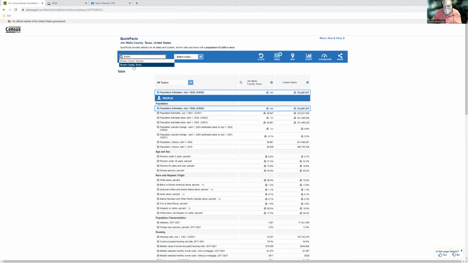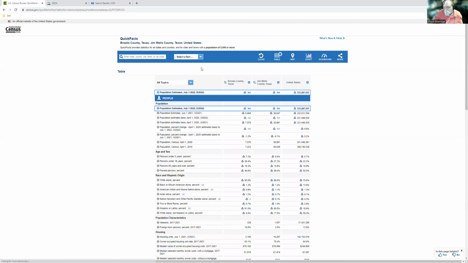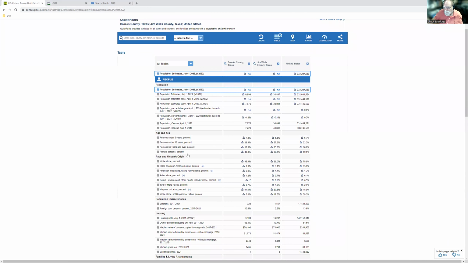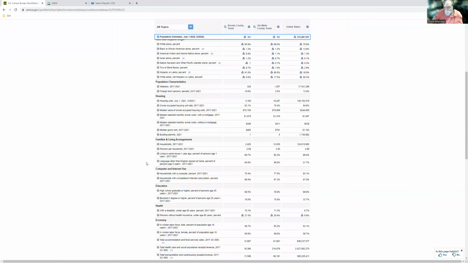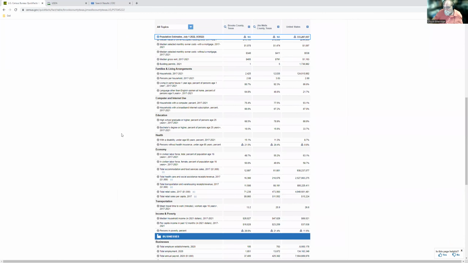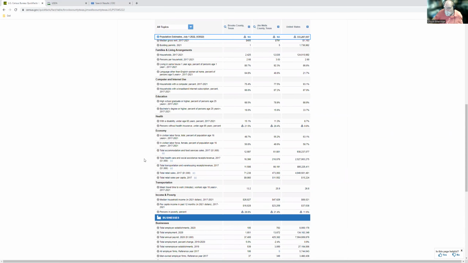Brooks County, Texas. We're going to add those as well. So you see more of the population in Brooks County is older than the national rate as well. You go through and there are lots of different things you can look at. Notice the percentage of people who complete high school is way lower than the national average as well.